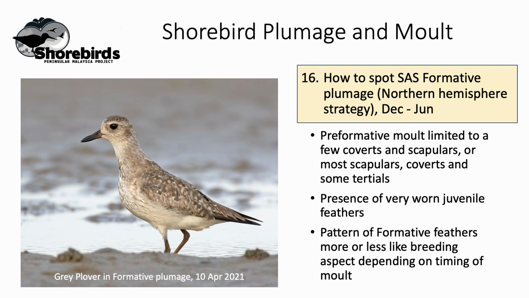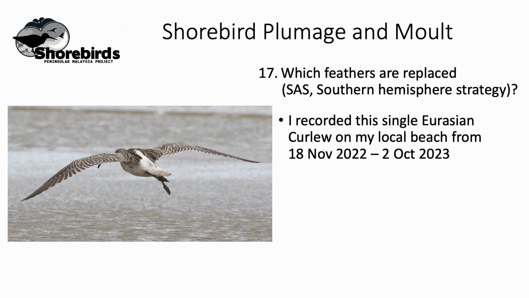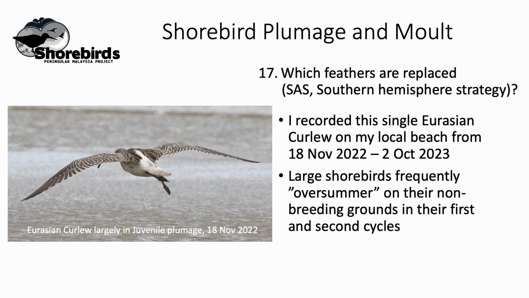Okay, we are now on the final variation, which is the simple alternate strategy, Southern Hemisphere strategy. And for this, I want to use Eurasian curlew as my example. This individual bird spent almost a year on my local beach. When it arrived, it was largely in juvenile plumage. It may have replaced its scapulars, but all the coverts and the flight feathers were juvenile plumage.